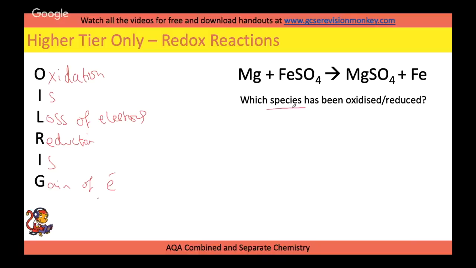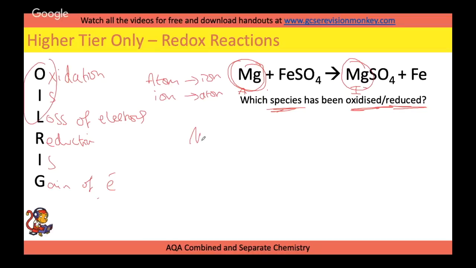So they might say which species has been oxidized or which species has been reduced. So what you're really looking for is anything that's turned from an atom into an ion, or anything that's turned from an ion into an atom. So as you can see on this side, the magnesium has turned from an atom here, and when it's bonded, it's now an ion. Okay, so for the magnesium, it has 2 electrons in its outer shell because it's in group 2. It must have lost those electrons to turn into an ion. So that's our oxidation. So you would write magnesium atoms are oxidized.